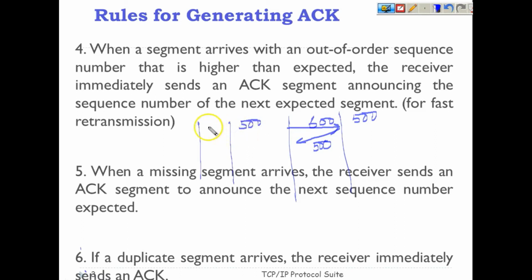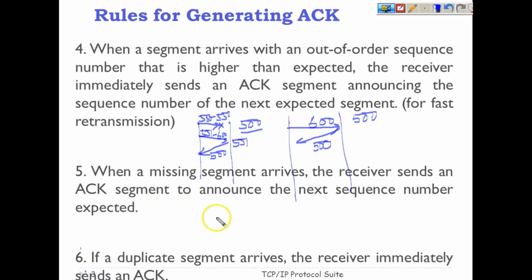Now when will this kind of scenario arise? Let's say the receiver is waiting for sequence number 500, and the sender has delivered two packets, 500 to 550 and 551 to 600. Let's say the first packet gets lost or delayed in the network, but the second packet reaches the other side. So the receiver is waiting for 500 but is receiving 551, which is out of order. In that case, immediately it has to acknowledge that I am waiting for sequence number 500. This is rule number 4.